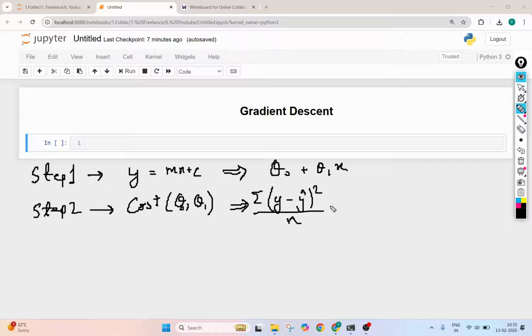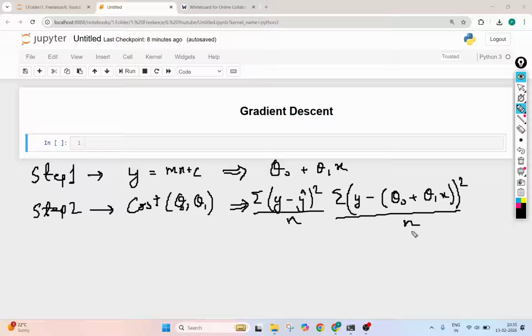Now, this y predicted can also be rewritten as, this is my y predicted, right? So theta naught plus theta 1x, the entire whole square, summation divided by n. So this becomes my cost function. This is nothing but my cost function. So cost function is a function of theta naught and theta 1 basically, right?